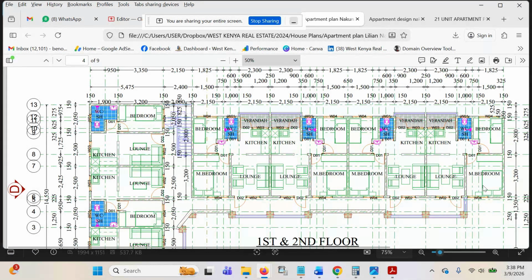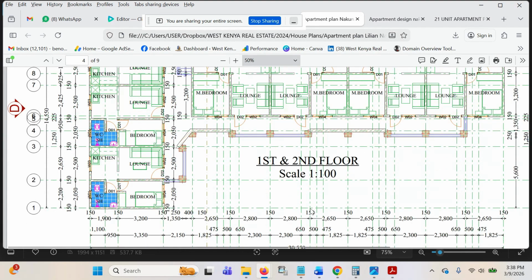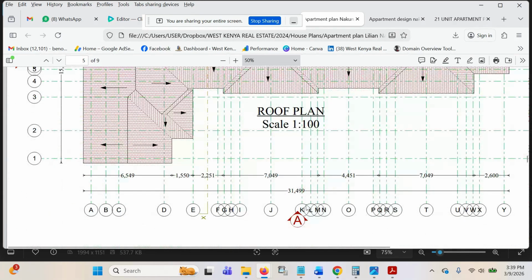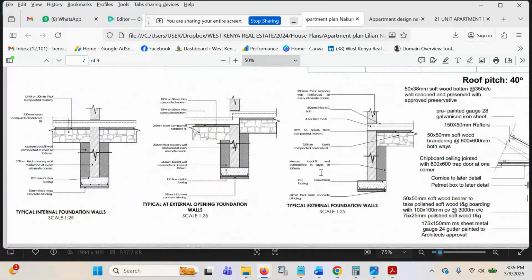So it's here, lounge, bedroom, bedroom, kitchen, and then this and that. So that takes you to the upper floors, the second and the third floor. So that gives you 21 units: 9 units of one bedroom each, and 12 units of two bedrooms. Now, of course, there are other details of the plan, like roof plan, elevations. It's a complete plan, as you can see.